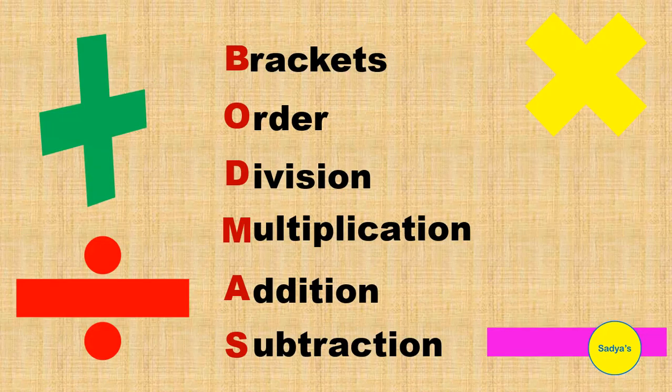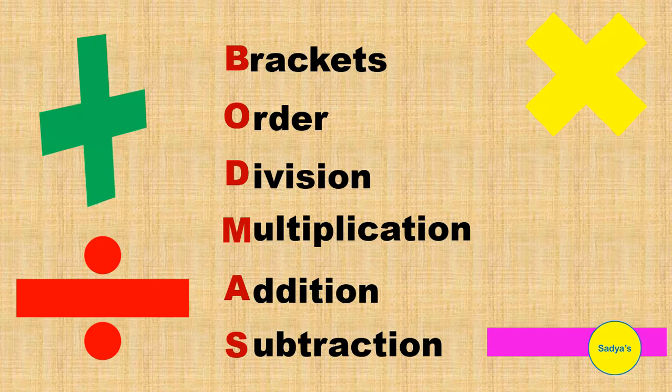When we have multiple operations in a mathematical expression, we use the acronym BODMAS to help us solve the question. In BODMAS, B stands for brackets, O stands for order. Order means powers, exponents, indices, squares, cubes, square roots, cube roots, etc. D stands for division, M stands for multiplication, A stands for addition, and S stands for subtraction.